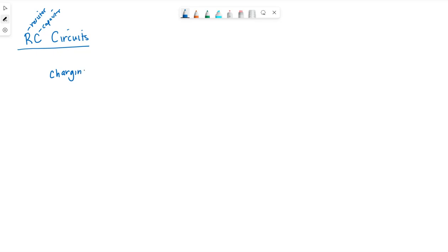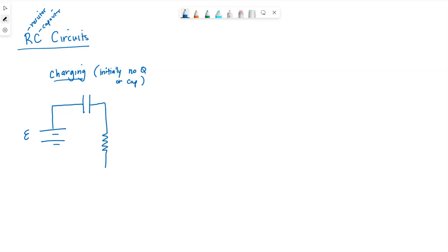The first one is called a charging circuit. We are going to assume initially there is no charge on the capacitor. So we have a battery that we're going to connect to a capacitor and a resistor in series. And the moment everything is connected, there is no charge on the capacitor.